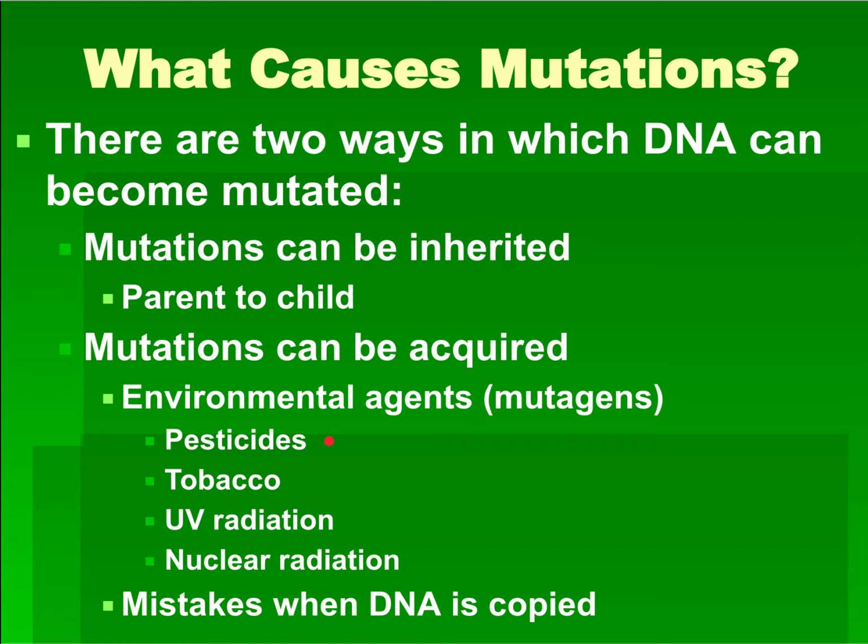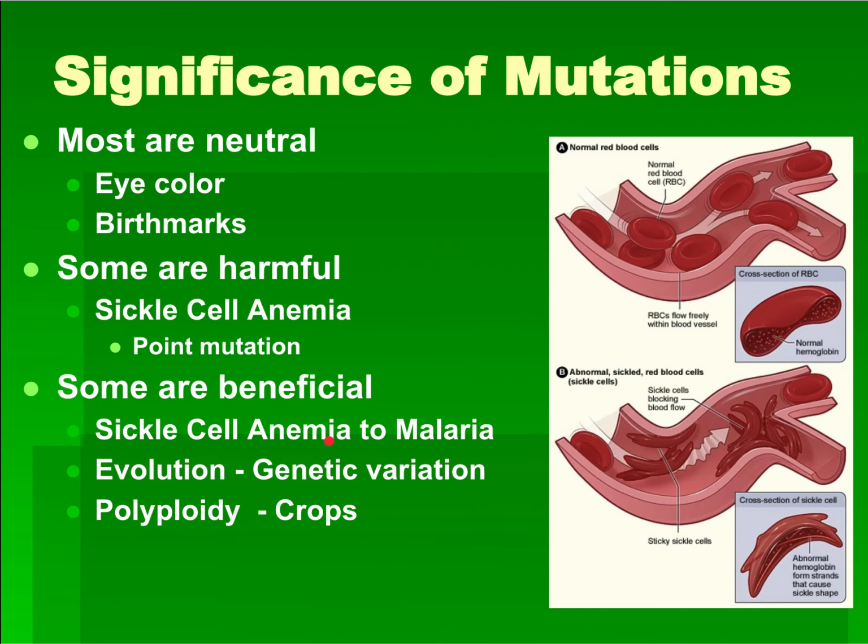So tobacco can cause mutagens. It could cause a mutation, as can UV radiation and also nuclear radiation. There also just could be a mistake when DNA is copied. So a mutation can be inherited, or it can be acquired. It could be acquired from a mistake when the DNA is copied or from an environmental agent, but an inherited mutation is coming directly from your mother or your father.